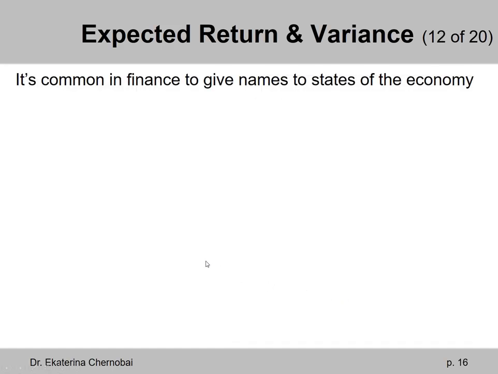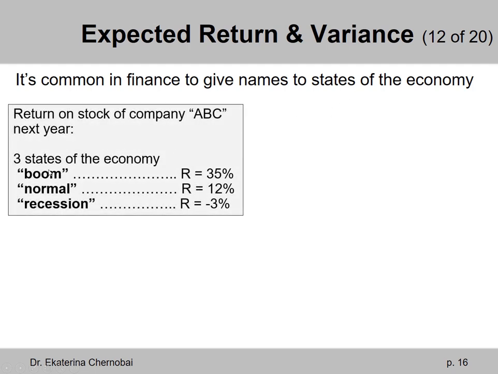In finance, it's common to give names to the states of the economy. For example, we can call the 3 states, let's say, boom, normal, and recession. Maybe we have a company called ABC, and we are trying to estimate the return on its stock next year. And let's say we identified 3 states of the economy, making a 35% return, which we call the boom state, making a 12% return, which we call a normal state, and losing 3% of our money, which we call a recession state.